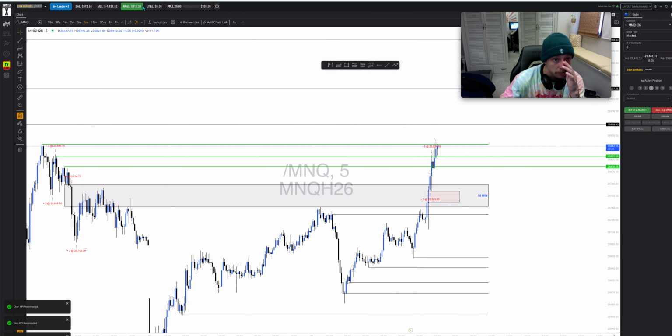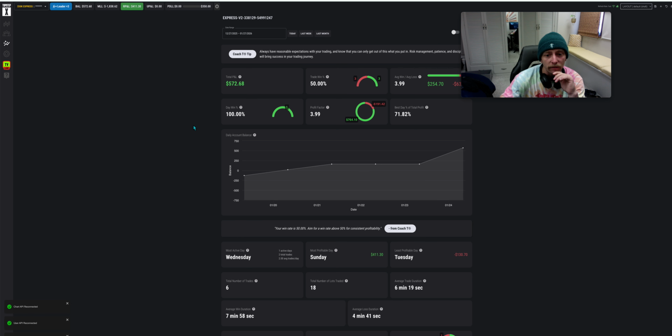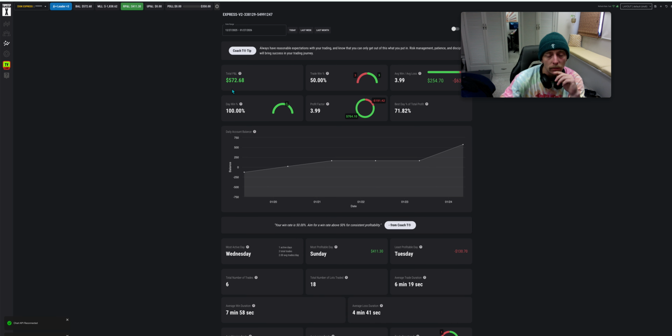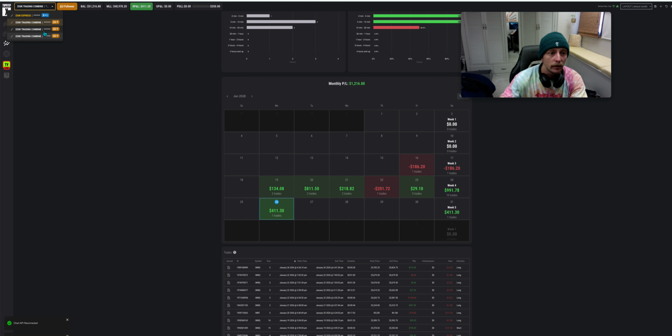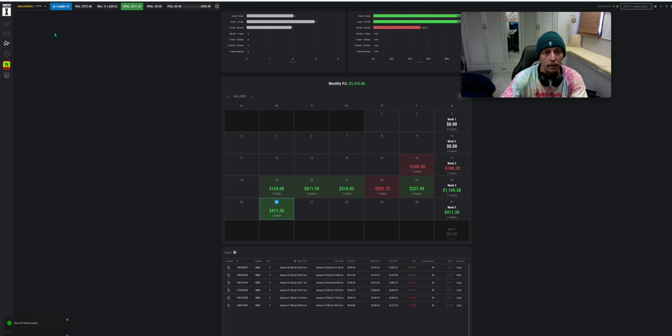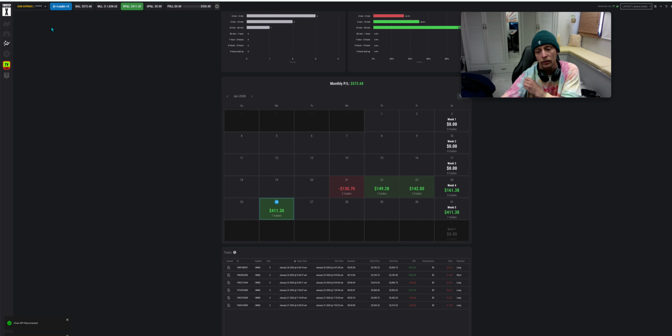Overall, my accounts are looking pretty good. On my XFA, I'm almost at $600. I had one losing day, and now I'm doing pretty good. On my 3 evals, I'm at $1,200, I believe, on all of them. 1,200, 1,200, 14. I guess I took an additional trade on that one. But yeah, just slowly cruising along.